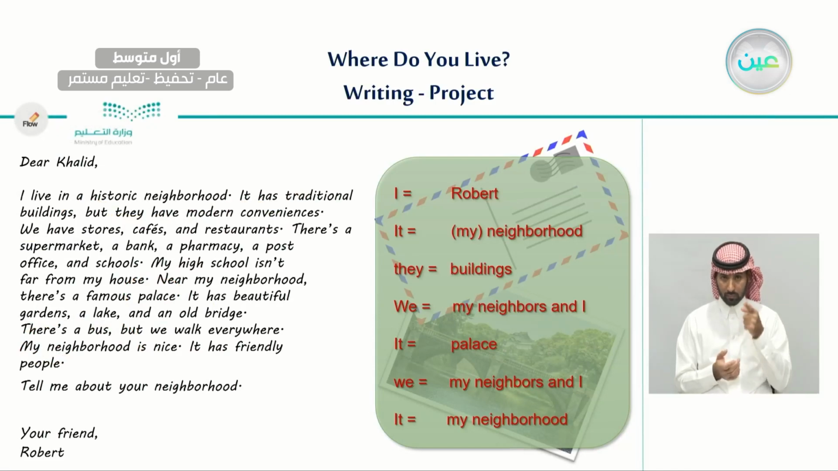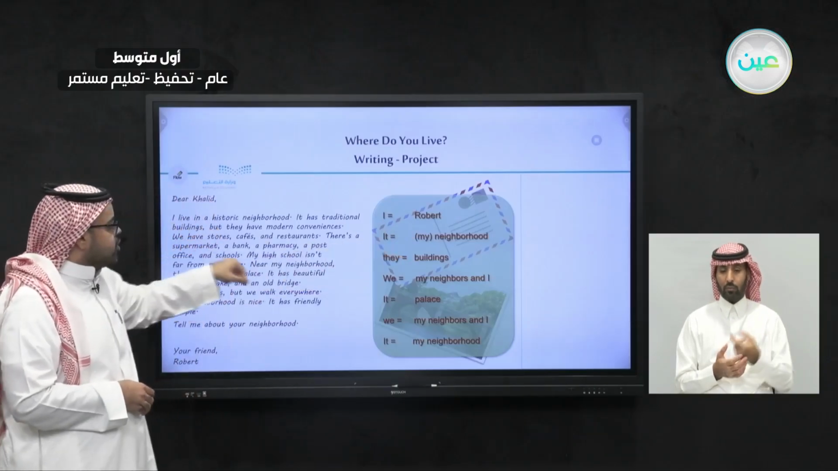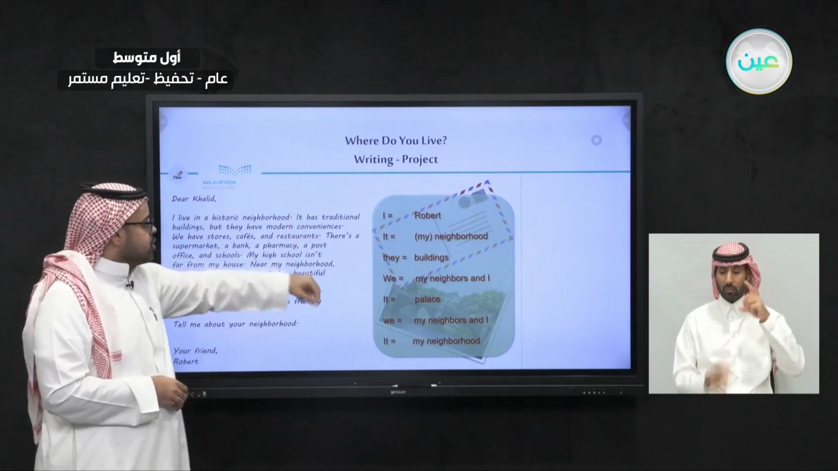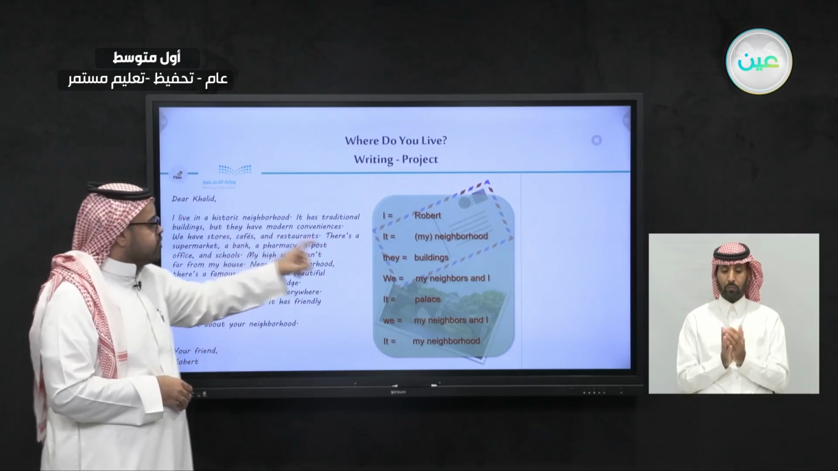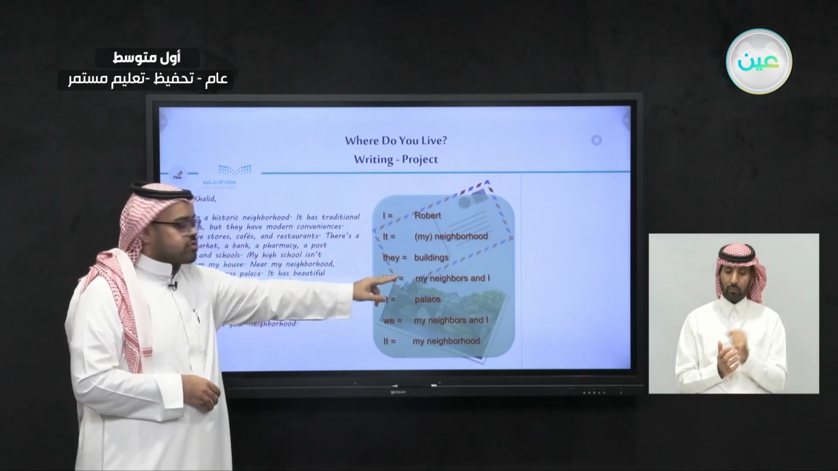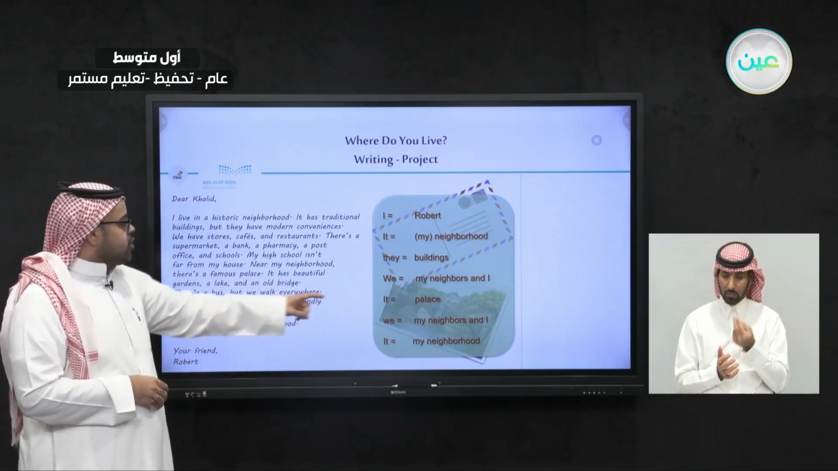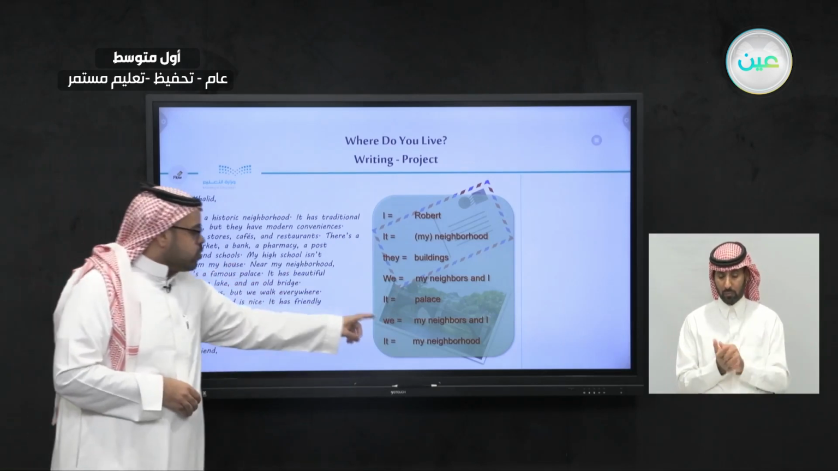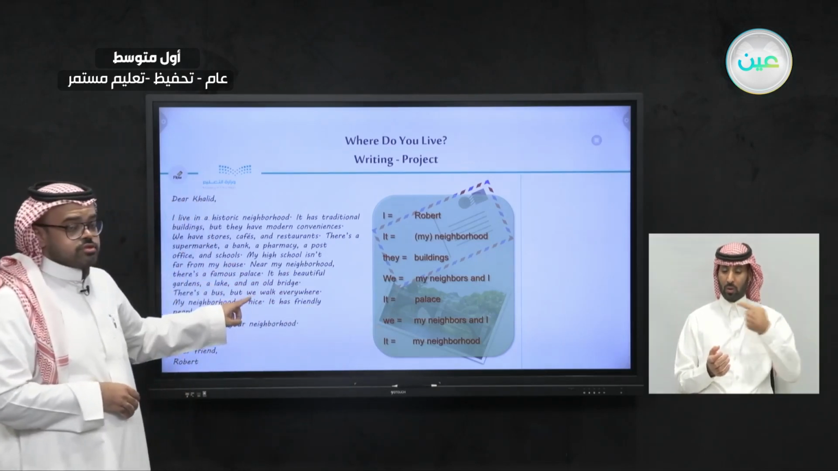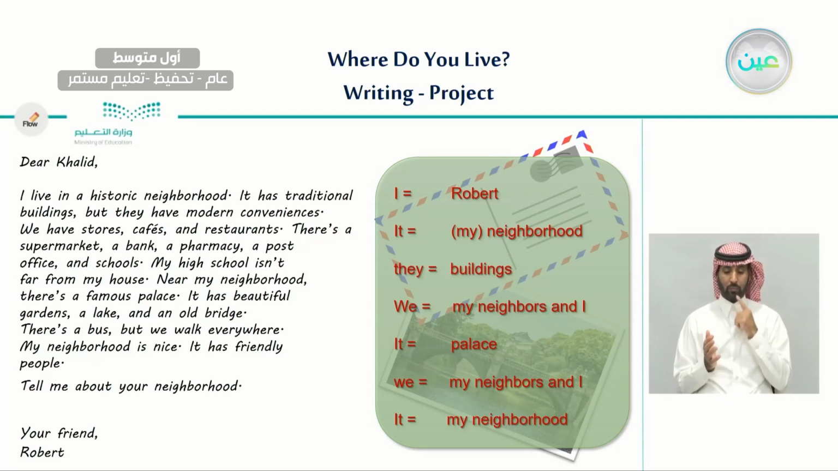So here, as we did for the last slide, the first one, I live, refers to Robert, and it refers to my neighborhood, and they refers to buildings, and we refers to my neighbors and I, and "it has a beautiful garden." This one refers to the palace, and we as well refers to my neighbors and I, and the last one, "it has friendly people." It here refers to my neighborhood. So these are the personal pronouns that Robert used.